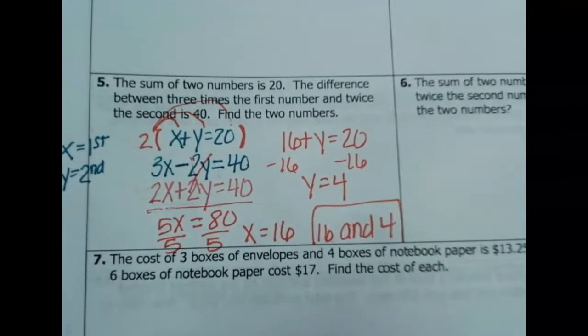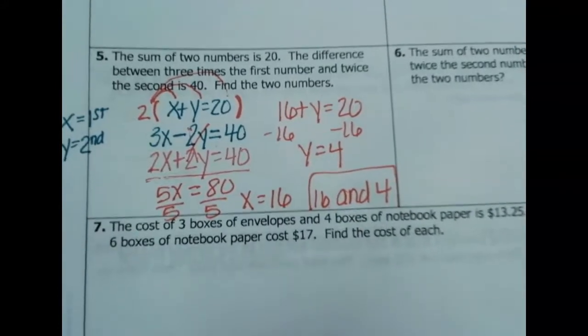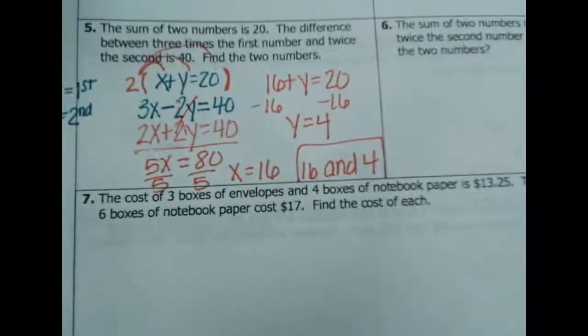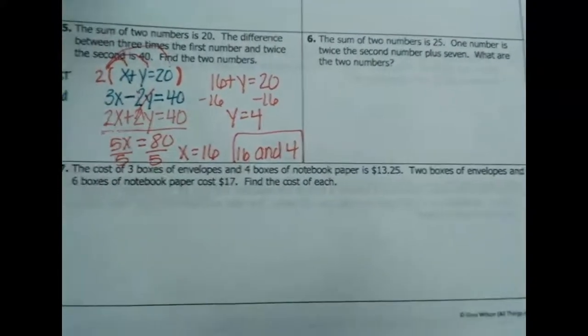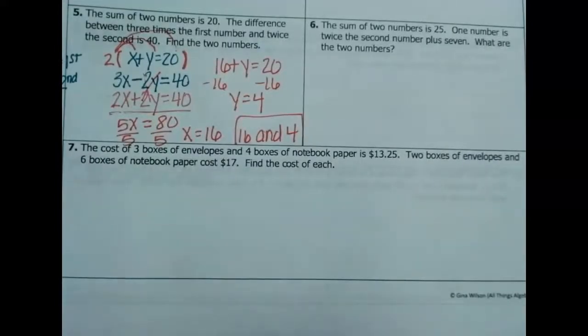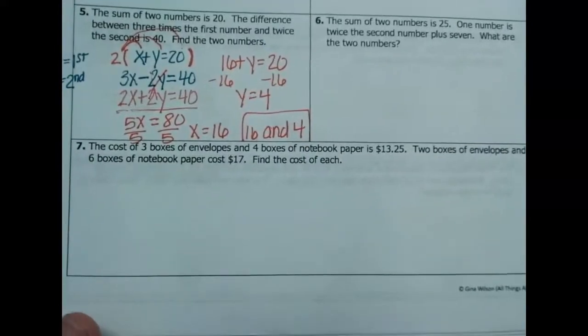All right, so there's several others of those that you can work on your own, but let's start looking at a little bit more complicated of a problem. It's the same idea. You're translating out of sentences into equations. So now our scenario is the cost of 3 boxes of envelopes and 4 boxes of notebook paper is $13.25. 2 boxes of envelopes and 6 boxes of notebook paper cost $17. Find the cost of each.